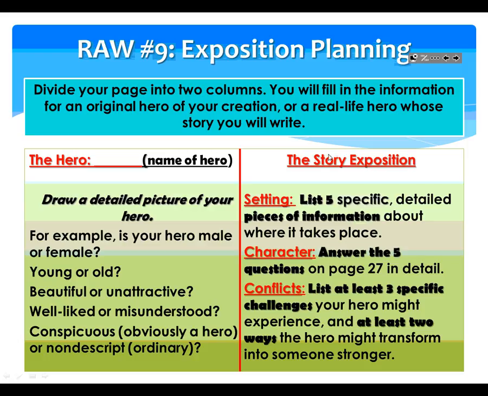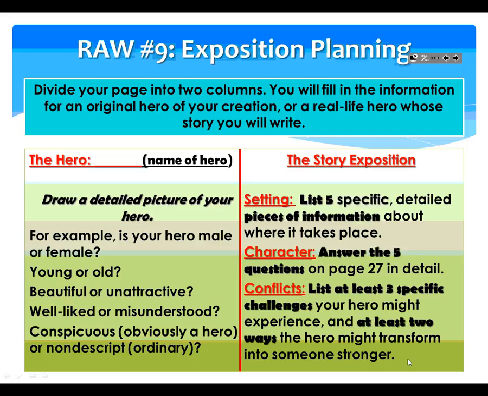Then we started to outline the exposition. What was the beginning of our hero's story going to be about? We developed a quick list of the setting in detail. We answered some questions about our character, which were listed on page 27 in our Springboard. Last, we started to develop some conflicts, some challenges our hero would face, and two ways these challenges might transform our hero and make him stronger.